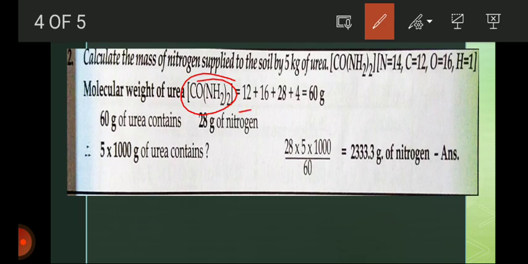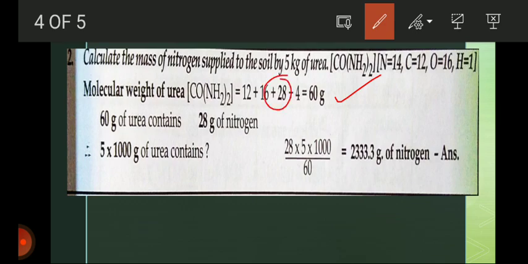All the atomic weights are given. Carbon is 12, oxygen is 16, nitrogen is 14, but here it will be 2 molecules, so 14 into 2, 28, and hydrogen 4 molecules, 2 into 2, 4. Total 4 molecules of hydrogen are present. So 1 into 4, that is 4. So if you add all of these numbers, you will be getting 60 gram. So total 60 gram of urea is present. Now out of the 60 gram, we know that nitrogen present is 28 gram.